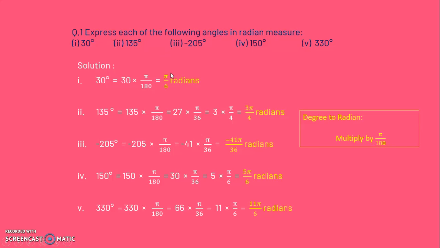So to convert degrees into radian measure, there is a simple step: we have to multiply the degrees with pi by 180. So that's all about converting degree to radian.